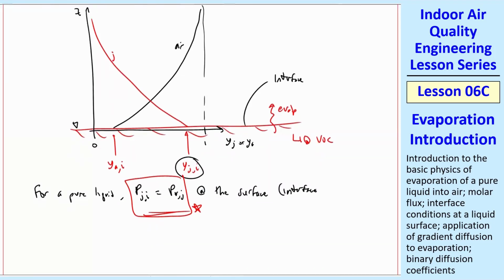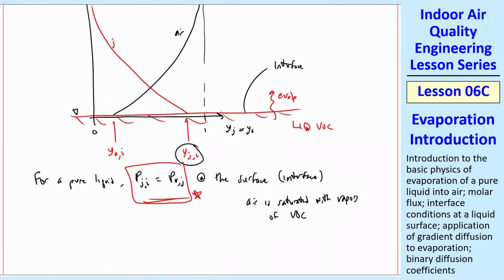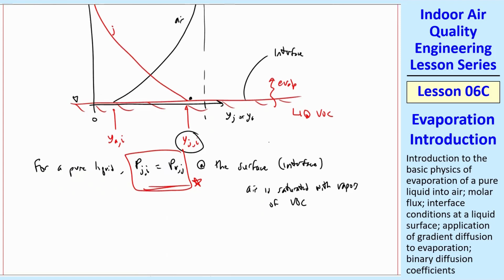So in other words, at the surface, the air is saturated with vapors of the VOC. If you have a glass of water and you would put a probe that measures relative humidity and get it just above the surface, so we're talking about right here, just above the surface of the liquid, the partial pressure would be the saturation pressure of water at whatever temperature that is. Same is true with this VOC.